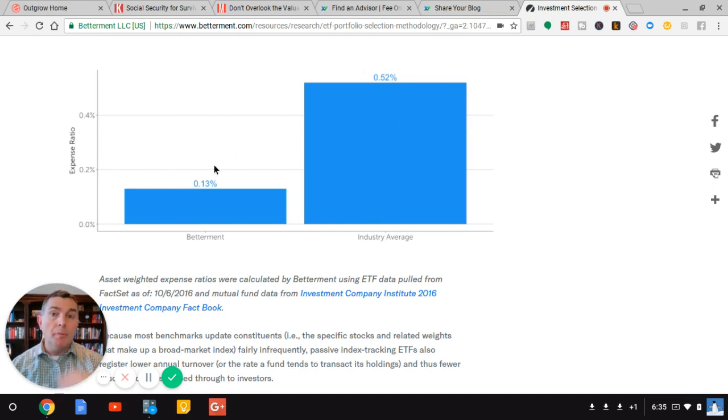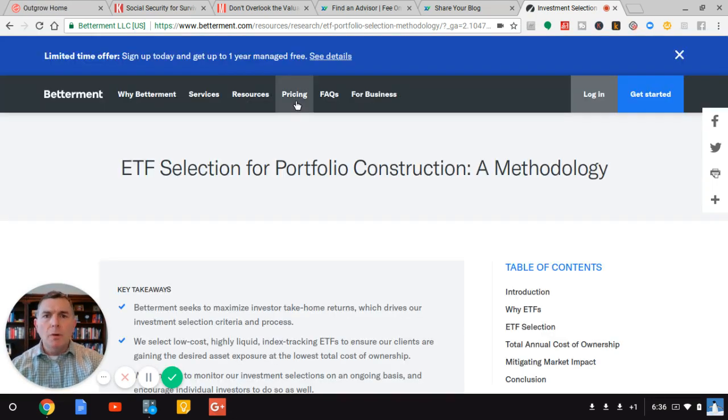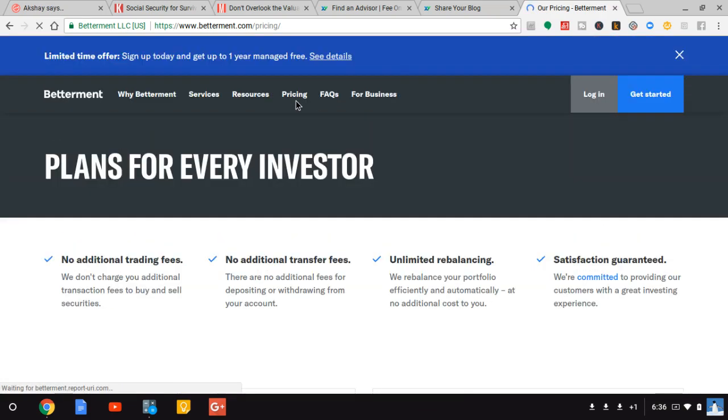But we know Betterment is going to be that because they're using the ETFs inside their portfolios that we know for a fact what the fees are. So their fees can be significantly lower for the mutual funds or the ETF expenses that they use than the industry average, significantly. We'll look at pricing. All right, so pricing, let's see here.